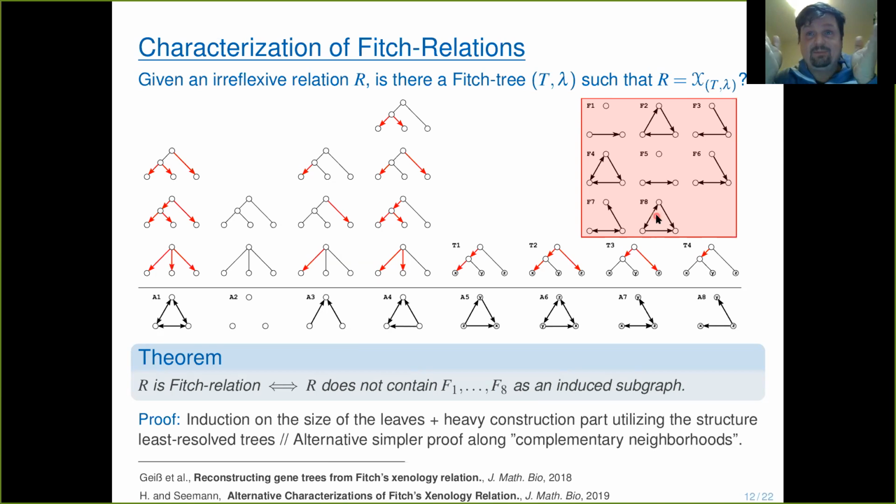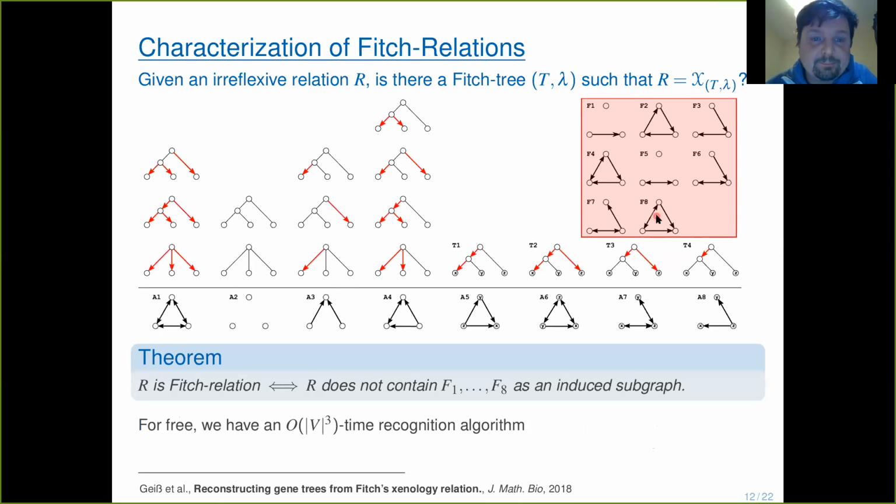And since this is more or less a seminar on complexity, I decided to talk more about the algorithmic aspects now, rather than providing the proof of this theorem. What we get for free is an O of V to the power of 3 recognition algorithm, right? We simply check for all 3 vertex subgraphs whether they correspond to one of these forbidden subgraphs, and if not, we know we have a Fitch relation. Fine. But what happens now if you want to also get the tree, right? So we need to get the triples and so on and so on.